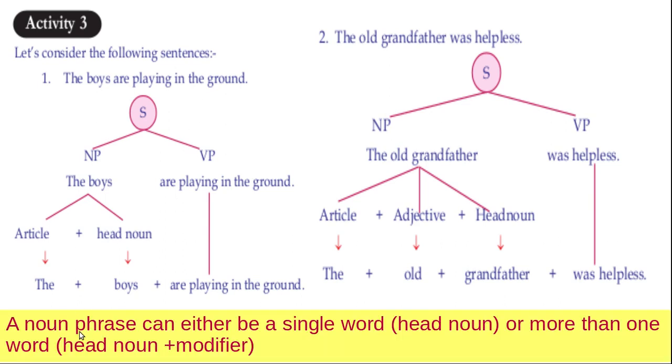Okay, so a noun phrase can be a single word, that is the head noun. Just like Balu is a student, Balu is a noun phrase, but there is only one word. Man is mortal, man is a noun phrase, but it has only one word, right? Otherwise, there can be more than one word. See, the boys and the old grandfather, just like that.